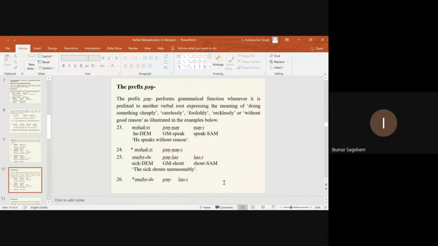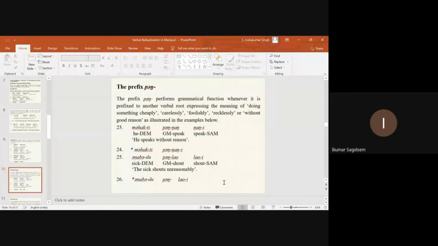The prefix pang is derived from the lexical item pangba, to be foolish. The verbal root pang occurs as a prefix to another verbal root. Whenever it is prefixed to another verbal root, the verbal root is reiterated compulsorily, and it carries the meaning of doing something chiefly, carelessly, foolishly, recklessly, or without good reason, as in the examples below.